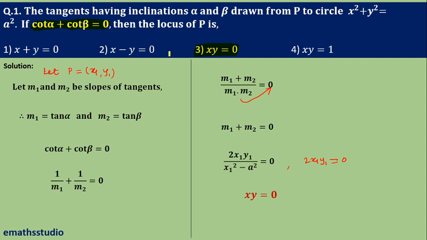Now such types of questions become very simple if you remember the formulae which we discussed. Those are m1 plus m2 is 2x1 y1 upon x1 square minus a square, and m1 into m2 is y1 square minus a square upon x1 square minus a square.